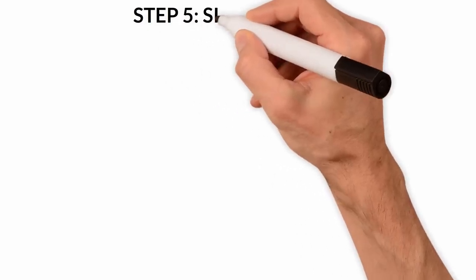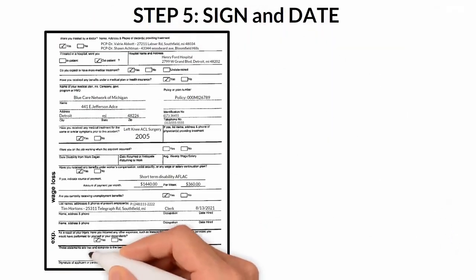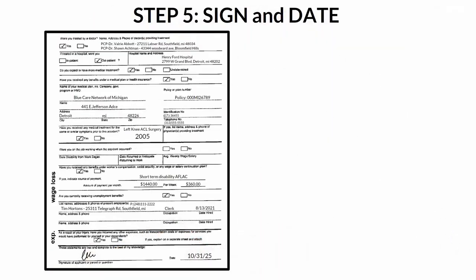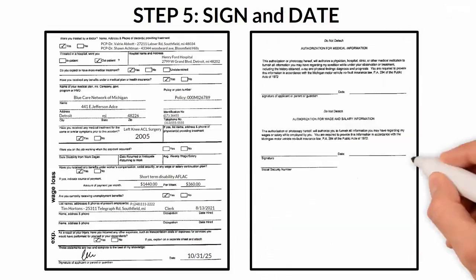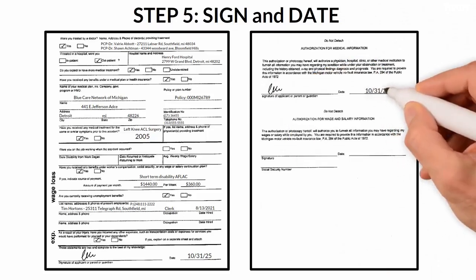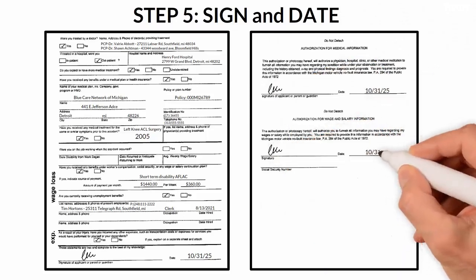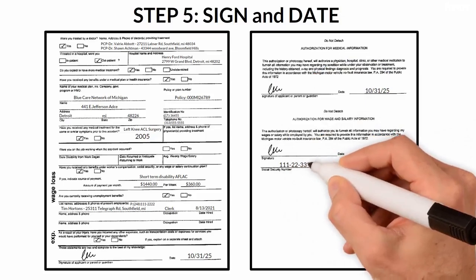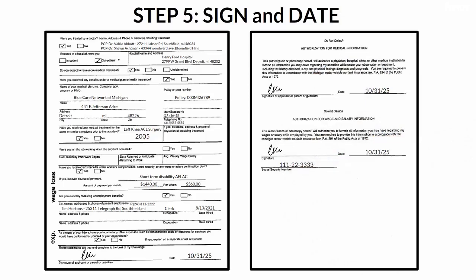Step 5. Sign and date. Finally, sign and date the form on the second page. You also must sign and date the third page for authorization of medical information and authorization of wage and salary information if you're claiming wage loss benefits.